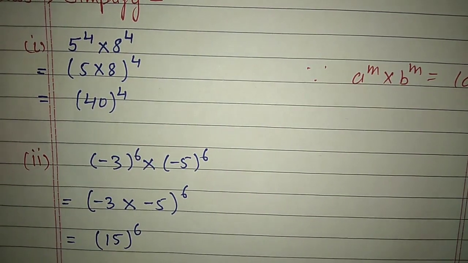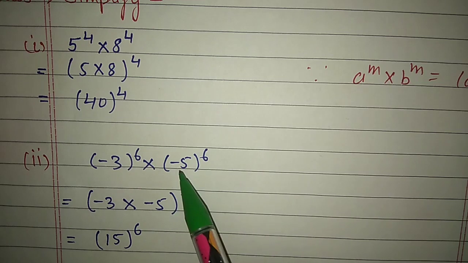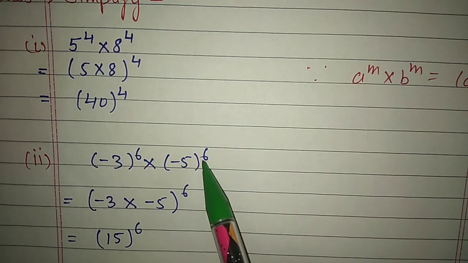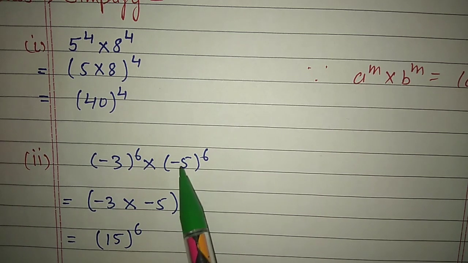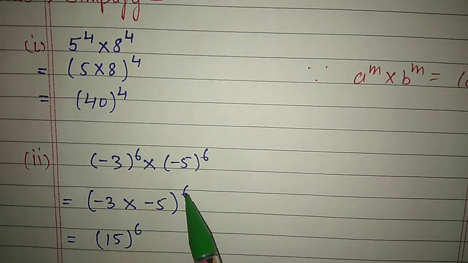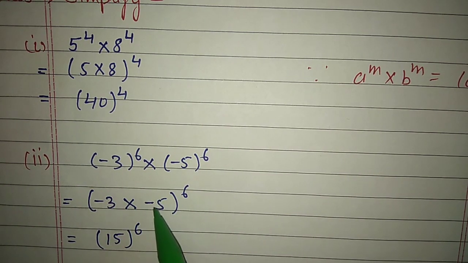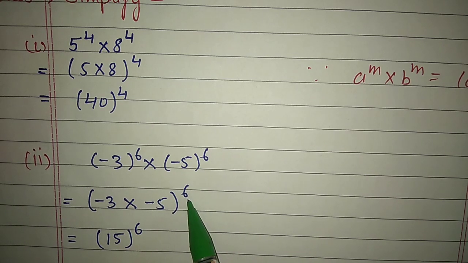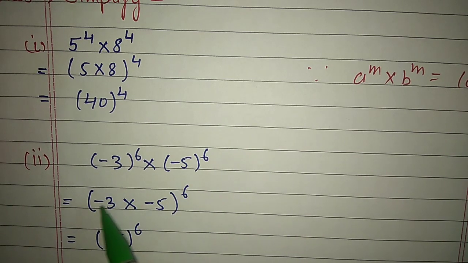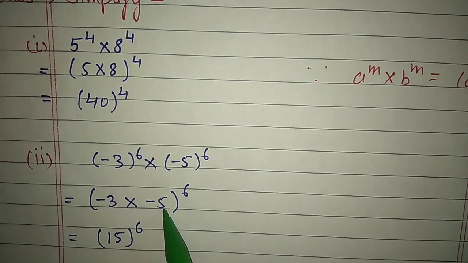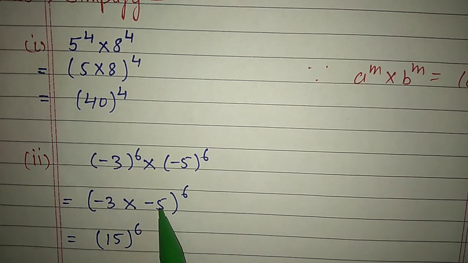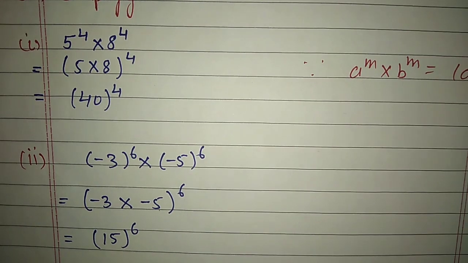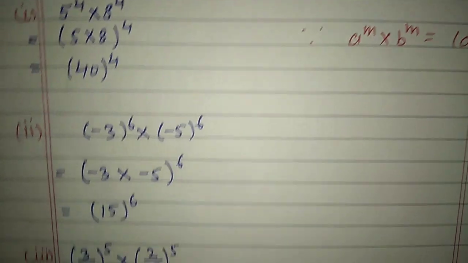Second part, (-3)^6 multiplied by (-5)^6. This is also a similar type of question. Power is same, base is different. So take it together. So (-3 into -5)^6. It means this power 6 is for this number also and for this number also. Multiply it, minus and minus will become plus, 3 into 5, 15. So 15^6.